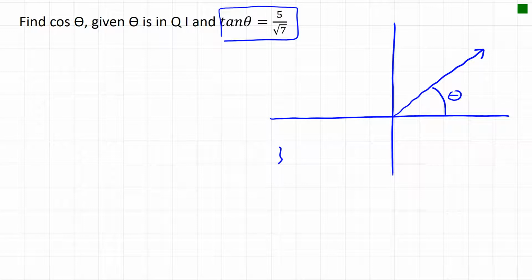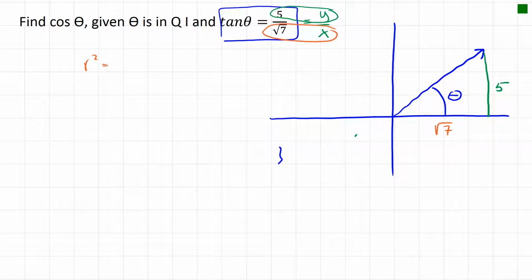Now we're going to use the tan ratio, which is y over x, to help us figure out the rest of the triangle. So the y value has got to be 5. So this distance here is 5, and the x value is the square root of 7. That gives us enough information to figure out what the radius is going to be.